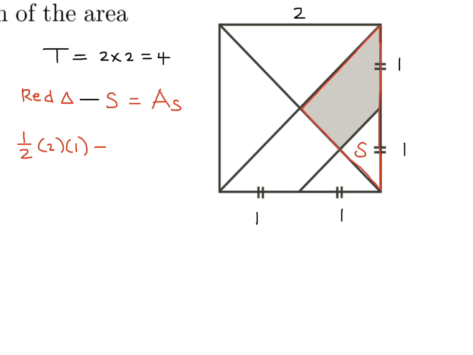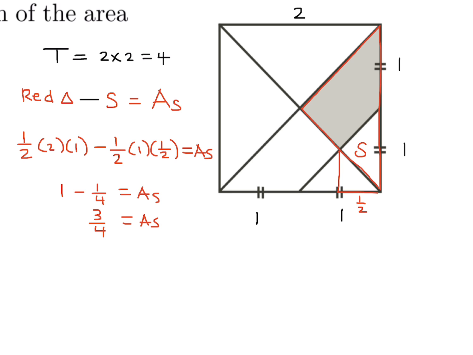The small triangle, which I labeled S, again is 1/2 base times height. The base is from here to here, which is 1. And the height is from here to here, and because of the symmetry of this diagram, that essentially is 1/2. So therefore, the area of the shaded region is going to be 1 minus 1/4, and that is equal to 3/4.